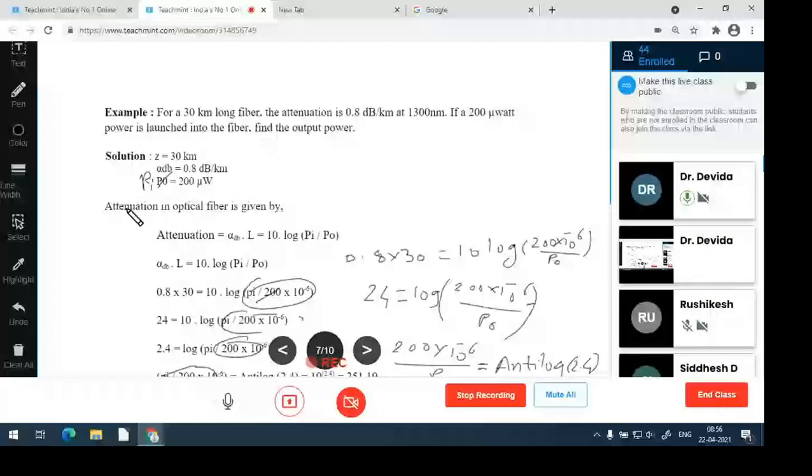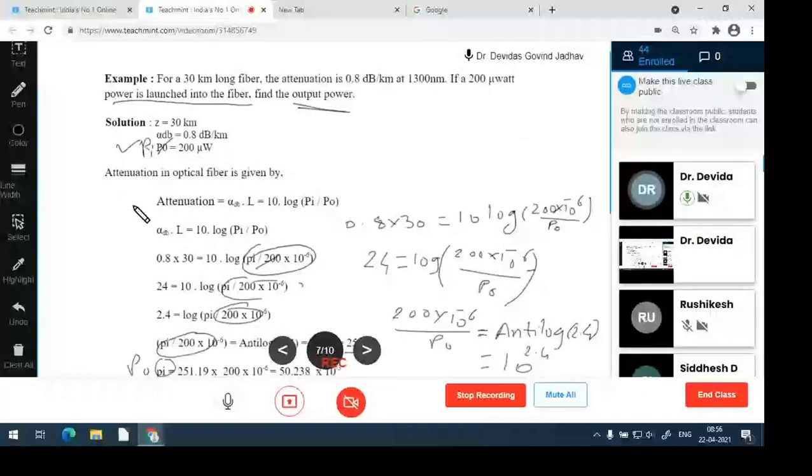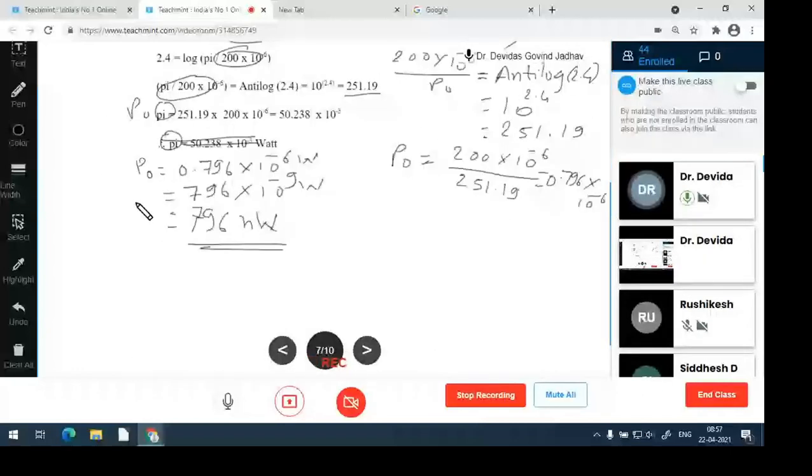So power launched into the fiber is PI. PI is given and we have to calculate the output. This is the correct solution for the answer. Okay.